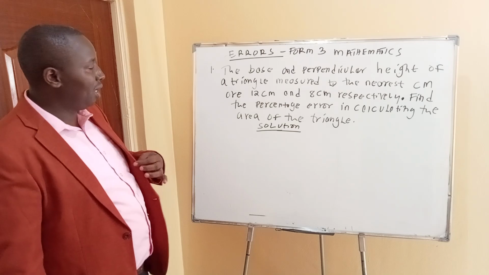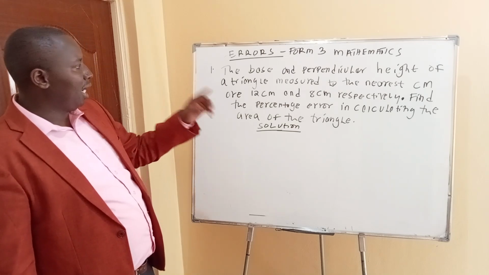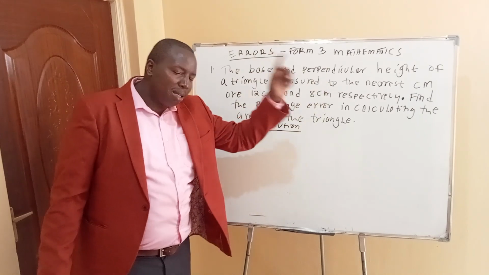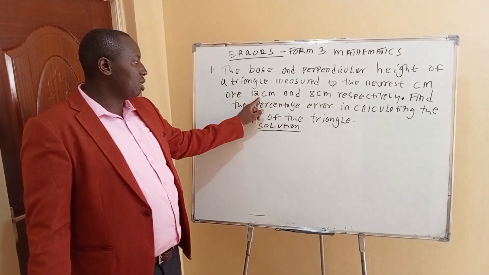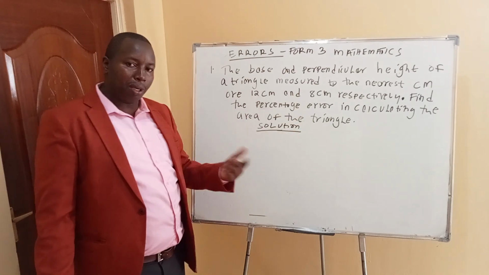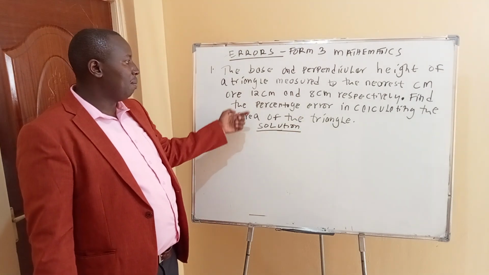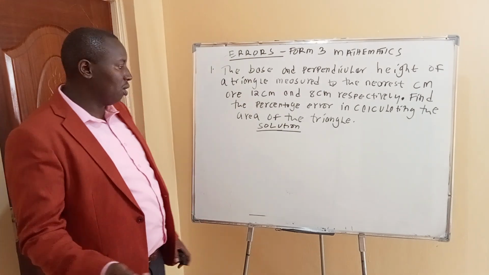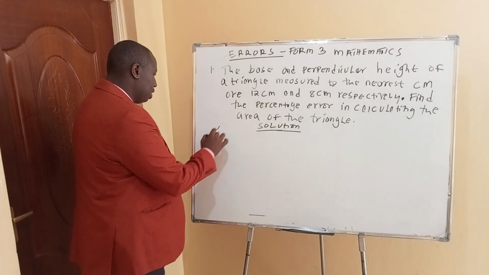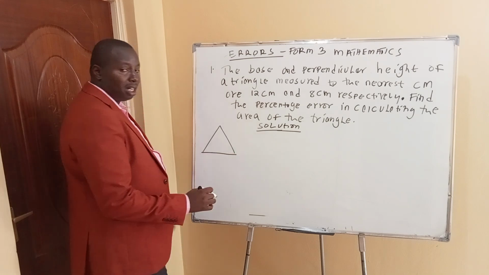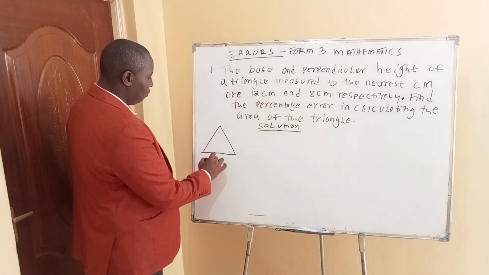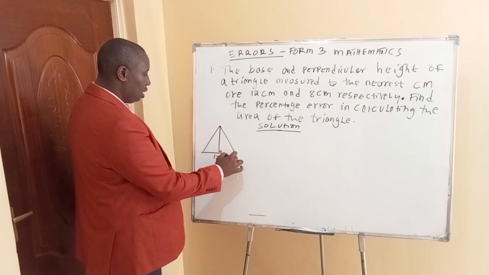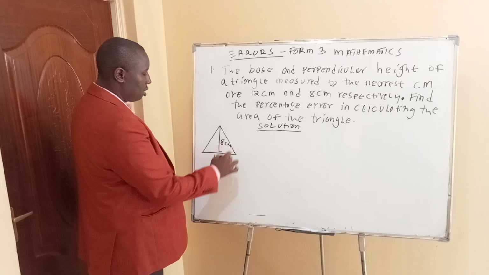So the question is already provided here. The base and perpendicular height of a triangle measured to the nearest centimeter are 12 centimeters and 8 centimeters respectively. Find the percentage error in calculating the area of the triangle. So draw the triangle here. As a triangle, our base is 12 centimeters and our perpendicular height is 8 centimeters.